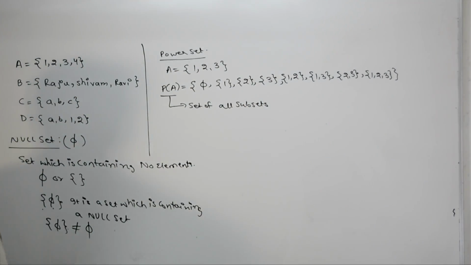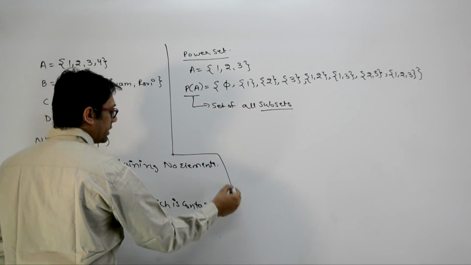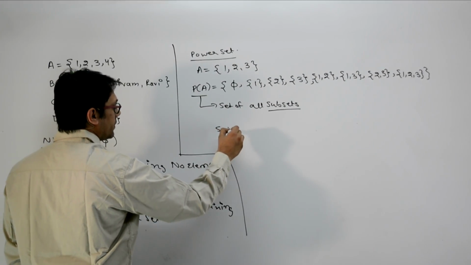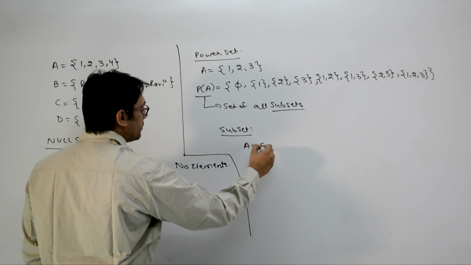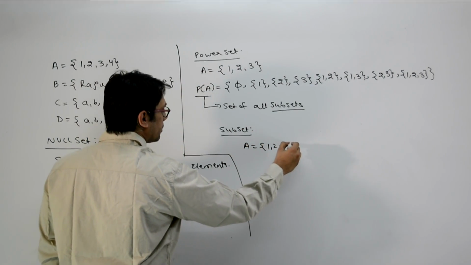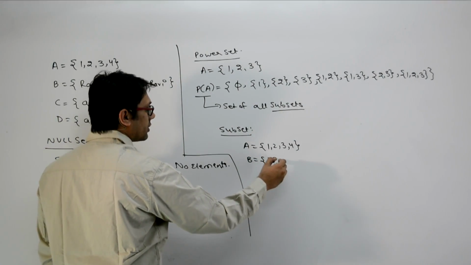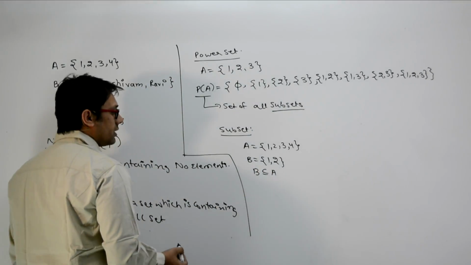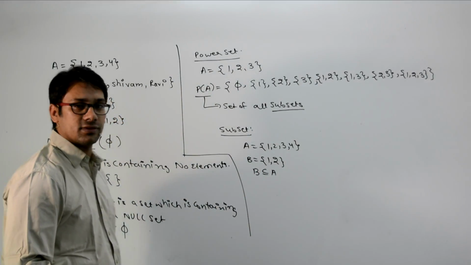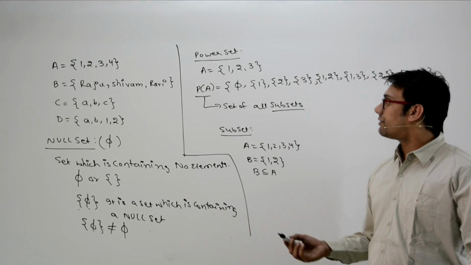Now, if I am saying subset, then what is a subset? For example, if there is a set A which contains 1, 2, 3, 4, and there is a set B which contains the elements 1, 2, then I can say that B is a subset of A. So these are very basic definitions. Let me define it again.